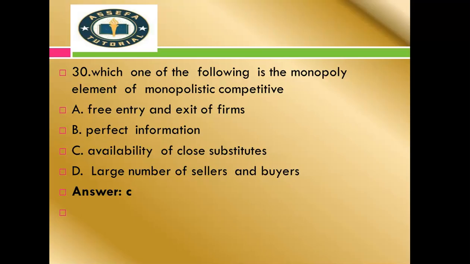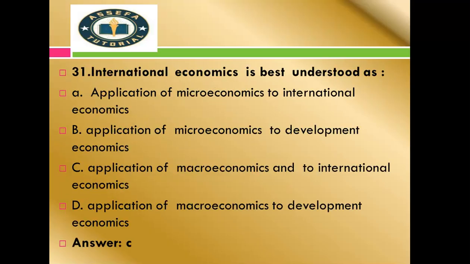Now, good. Which one of the following is a monopoly element of monopolistic competition? Free entry and exit of firms, perfect information, availability of close substitutes, large number of sellers and buyers in the market. And so the correct answer is availability of close substitutes.